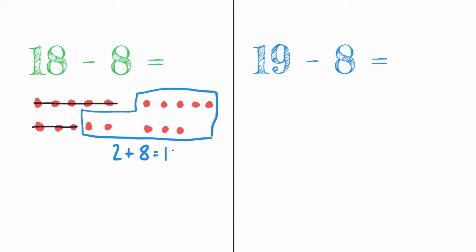Nice job, boys and girls. So I know my answer of 18 minus 8 is 10. 18 minus 8 is 10, or a group of 18, and I take 8 out of that group, leaves me with 10 left over. Pause the video right now, boys and girls, and complete your problem. Press play when you're finished to double check your answer.